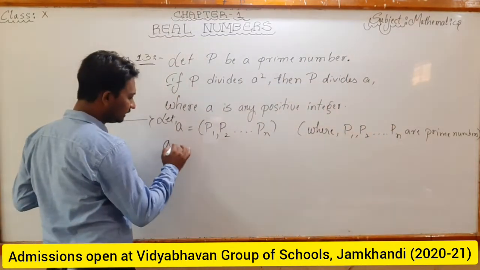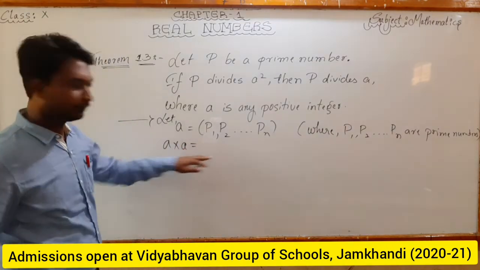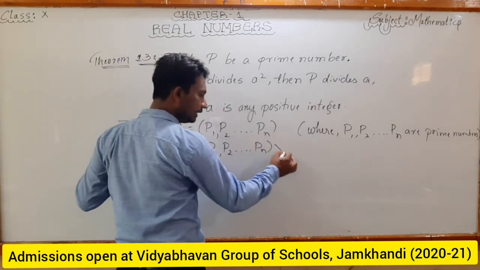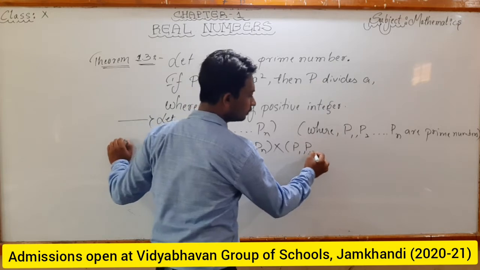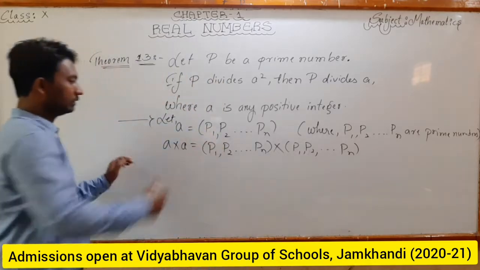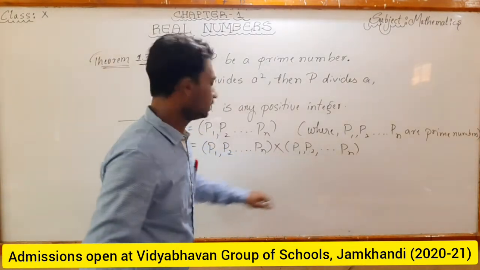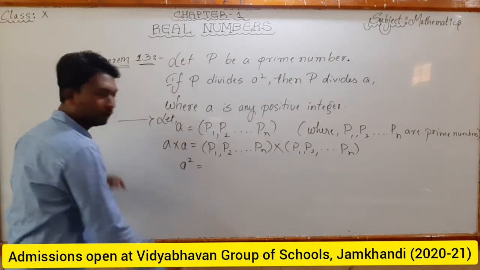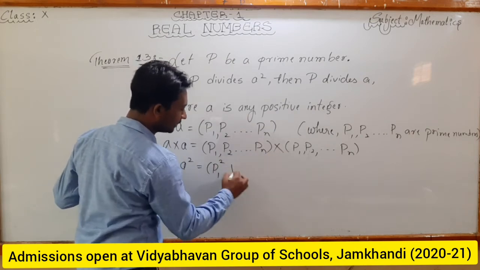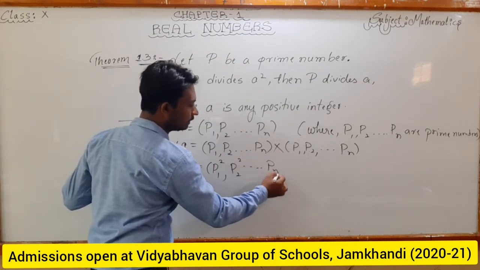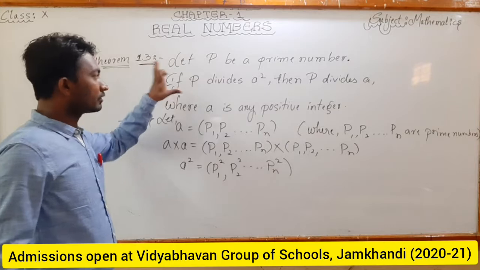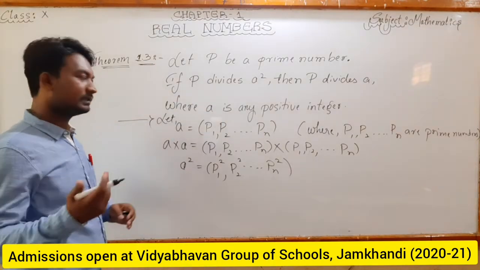Now, if you multiply A into A, we can write P1, P2 up to Pn into P1, P2 up to Pn. A into A means A square. This we can write as P1 into P1, P1 square, P2 into P2, P2 square, up to Pn into Pn, Pn square. This is the statement, and we have to see some examples also.